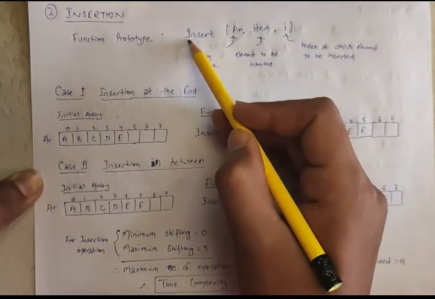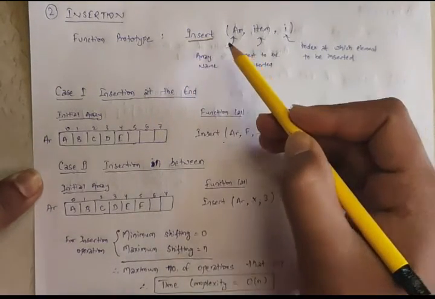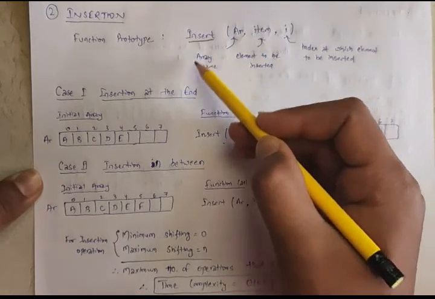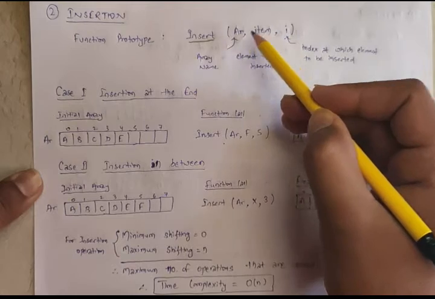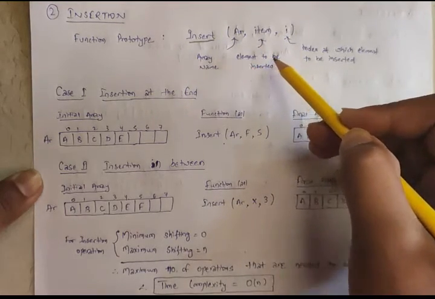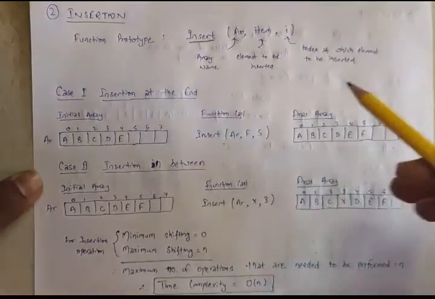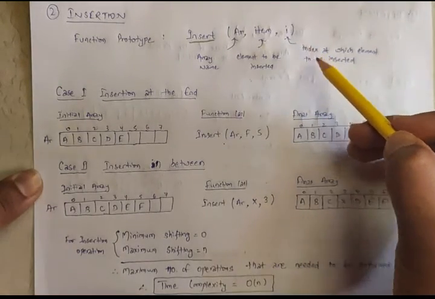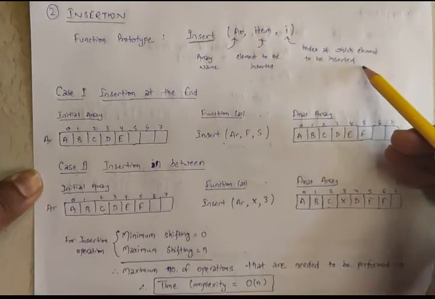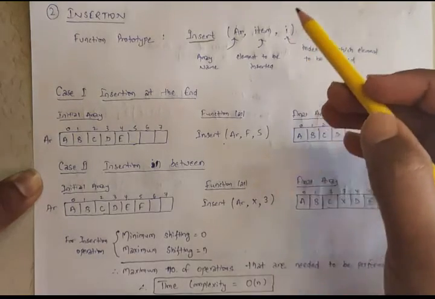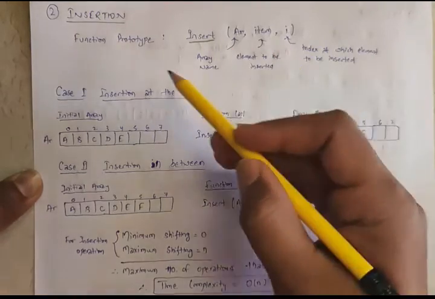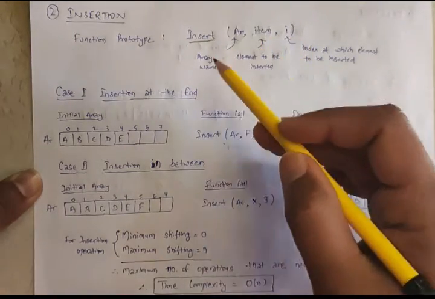So this is the function name and the prototype. The parameters it takes are the array name, item, which is the element that is to be inserted, and another parameter, I, which is the index at which the element is to be inserted. So any insertion function which you would implement would have a similar function prototype.